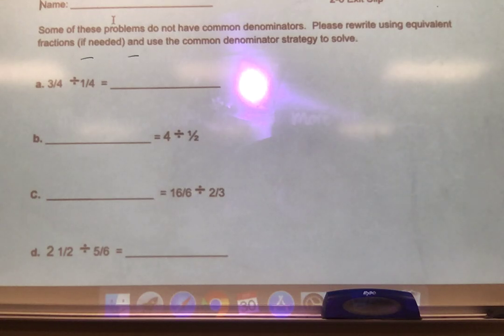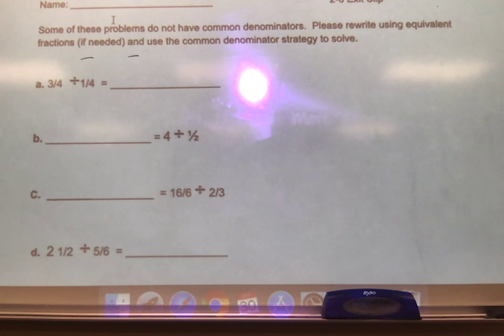I'm going to run through exit slip 26 answer key here. Again, make sure you're writing these as we go through them and listening and making sure you understand this strategy. Some of these problems do not have common denominators, so we're going to rewrite them using equivalent fractions if we need to, and use the common denominator to help us solve this.